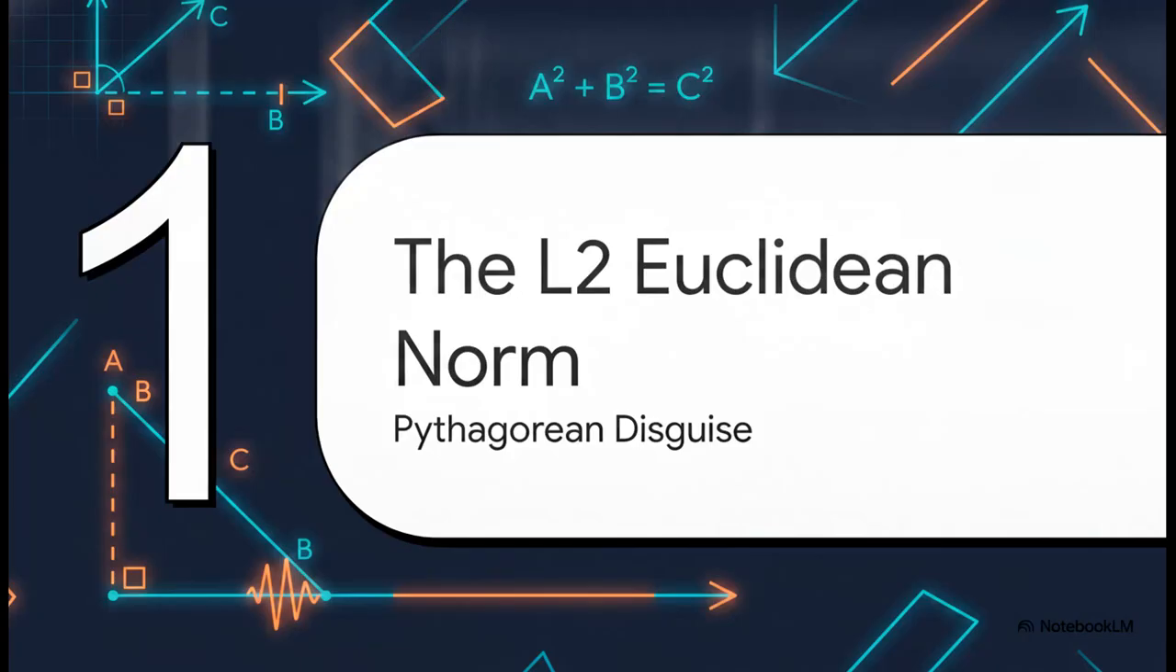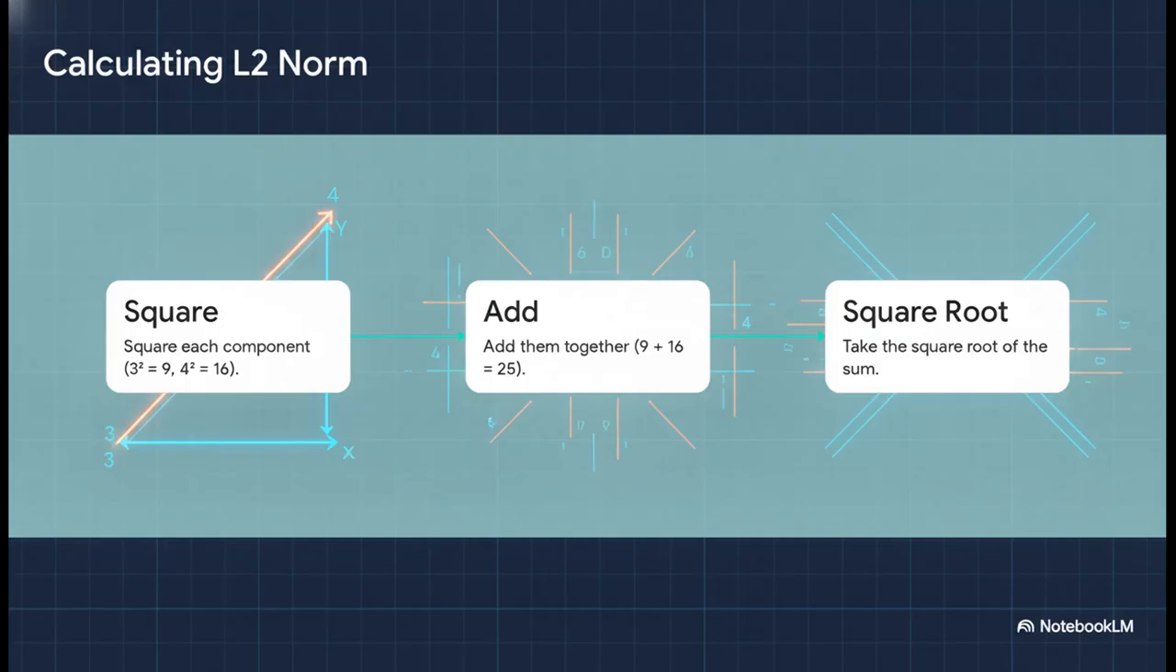Okay, section 1, the L2 Euclidean norm, the Pythagorean theorem in disguise. Let's jump in. So do you remember learning a squared plus b squared equals c squared for right triangles back in geometry? Well, we use that exact same idea right here. Let's walk through it using a simple two-dimensional vector that stops at the coordinates (3, 4). If you draw this on a grid, you naturally form a right triangle where the horizontal leg is 3 and the vertical leg is 4.